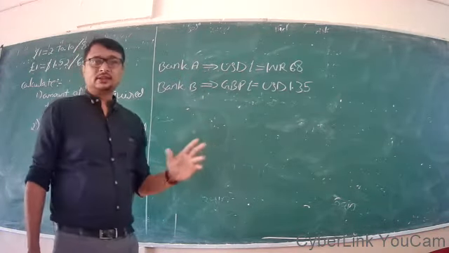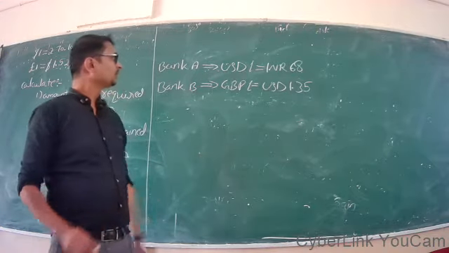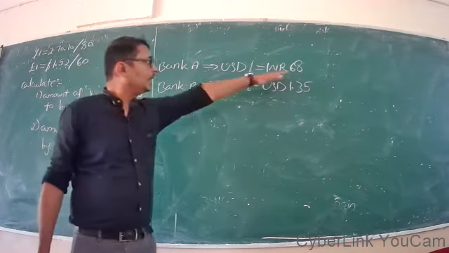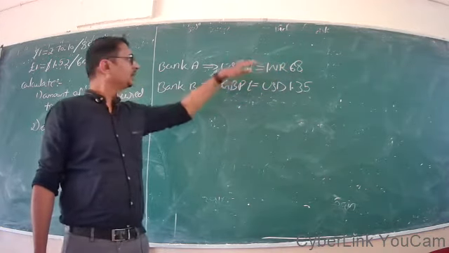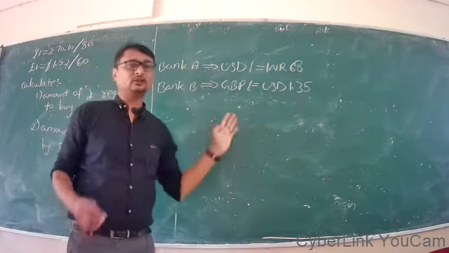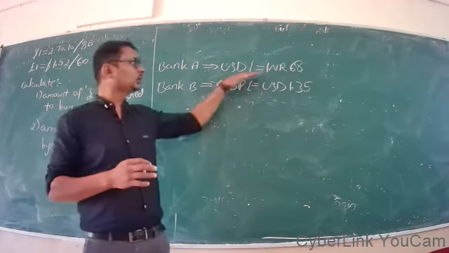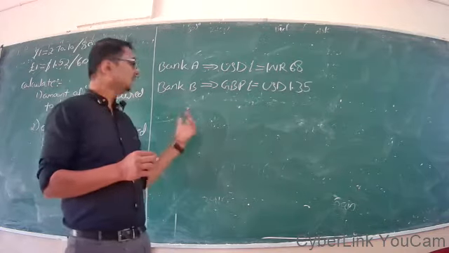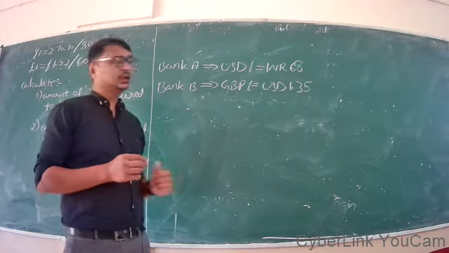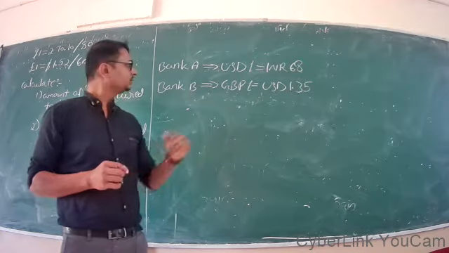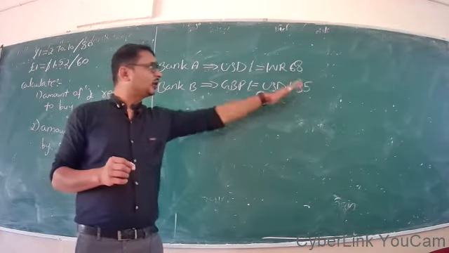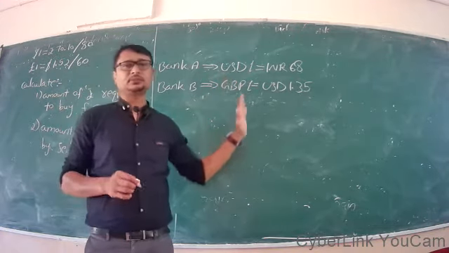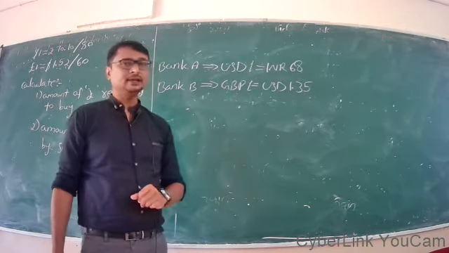Now, there are two banks in my country. One bank, Bank A, is offering INR, Indian rupees 68 per US dollar. They have the foreign exchange conversion between only US dollar and INR. Fine. There is another bank, Bank B, which gives me a quotation of US dollar 1.35 per Great Britain pound, GBP. It is the pound, right?